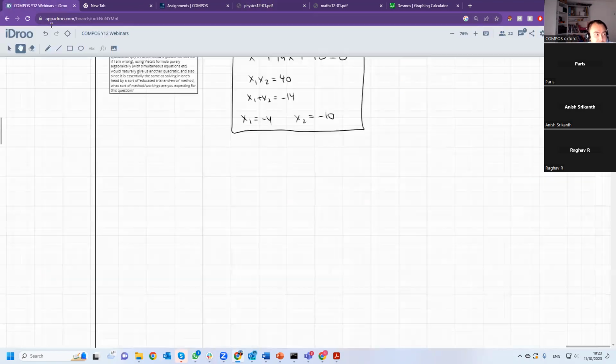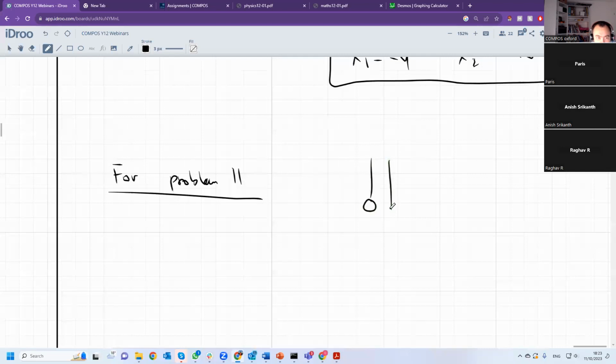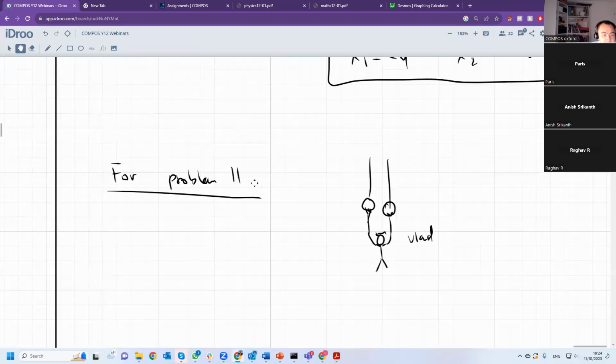Okay, so let's do a simple question, similar to problem 11. Let's say I have loops and I hang from the loops. This is me, Vlad, and I'm holding on two ropes.